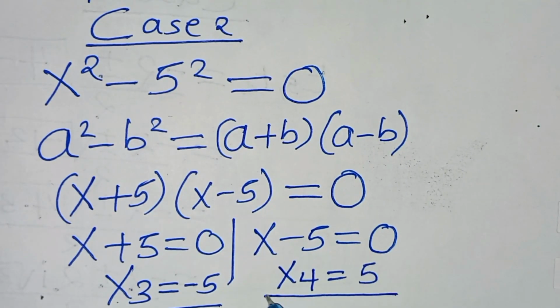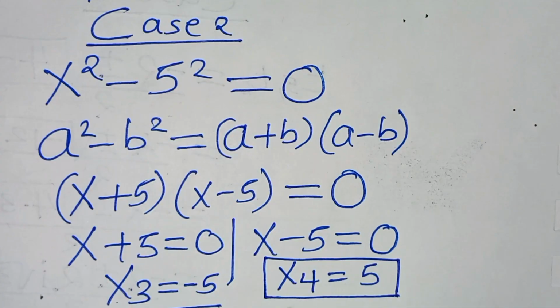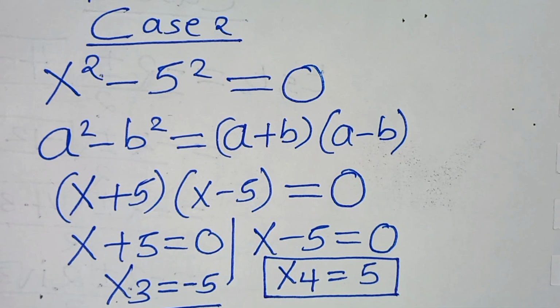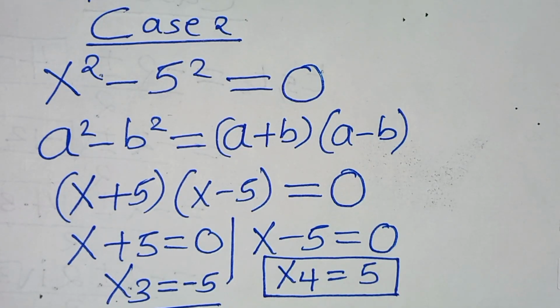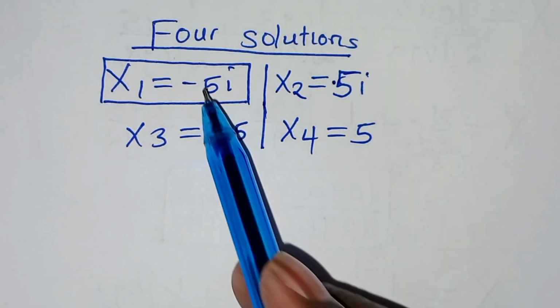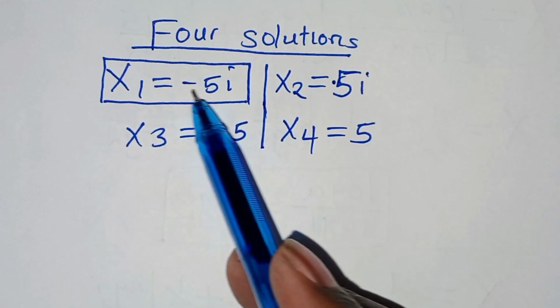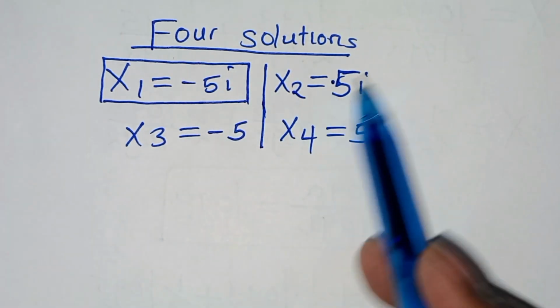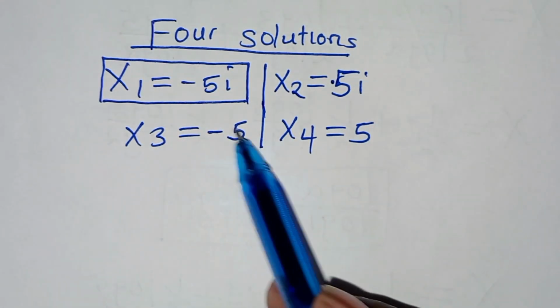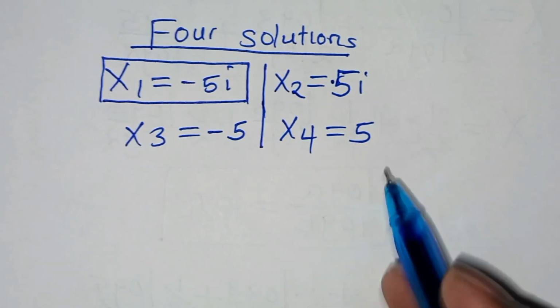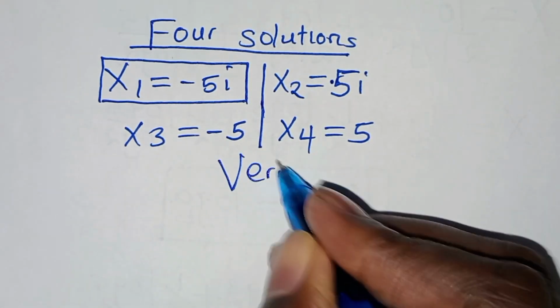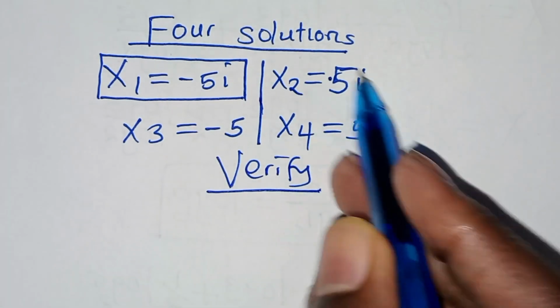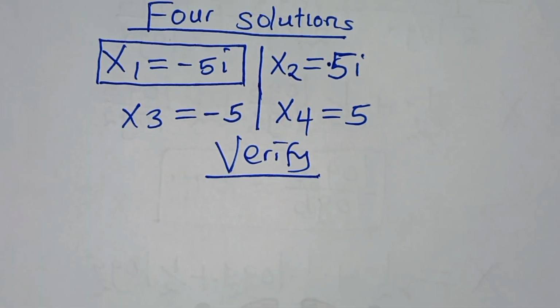So from here, we have 4 solutions. So let's verify that these four solutions actually satisfy the equation. So here we have four solutions. We have x1 minus 5i, x2 5i, x3 minus 5, x4 5. So let's verify that these four solutions satisfy the equation.